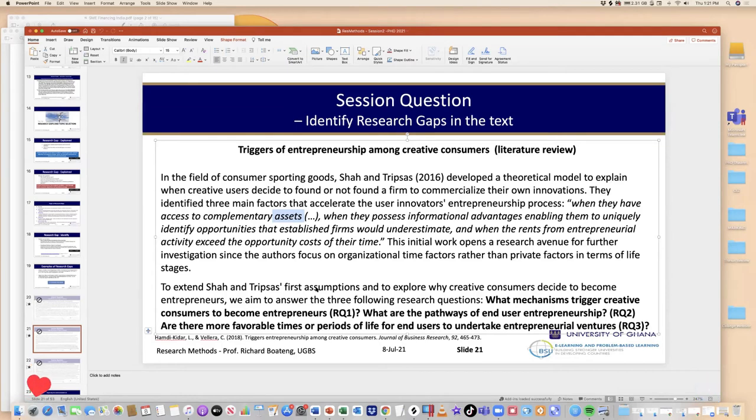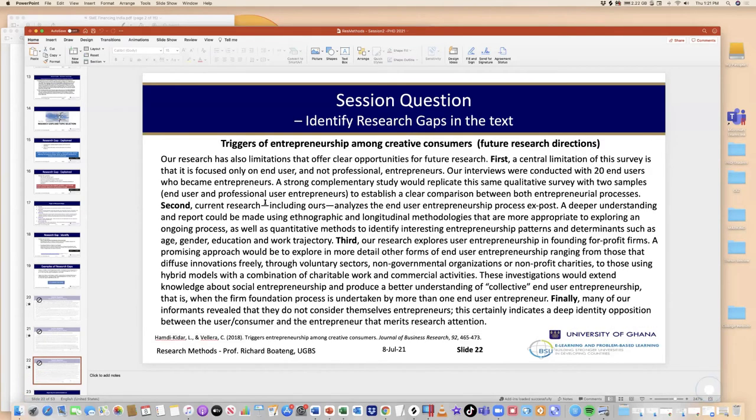So the gentleman that asked a question concerning how can I contribute to your theory, this is how it is. Sometimes the existing theories are looking at only one dimension of the issue. You can extend that theory by looking at other dimensions, which matter. Now look at what they said at the end. I said you can find gaps too at the end of the paper.